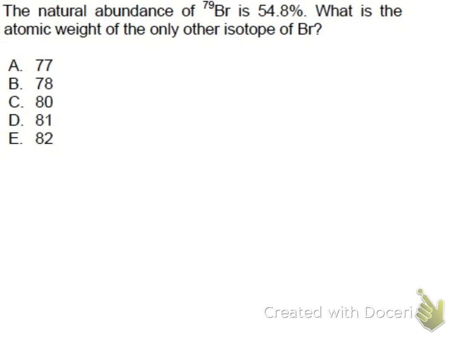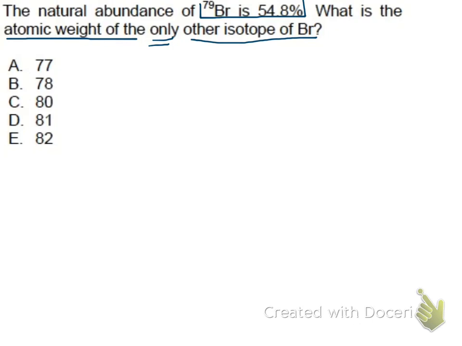Here we're dealing with a problem that is asking us, again, we're going to diagram the problem to decide what we're being asked for and what we're being given. So we're being asked for the atomic weight for the other isotope of bromine. Something that's interesting here is that we're being told something about one particular isotope of bromine, bromine 79, and then we're being asked for the only other isotope, which means there are only 2 isotopes, and together they're going to have to add up to the atomic mass that we observe.